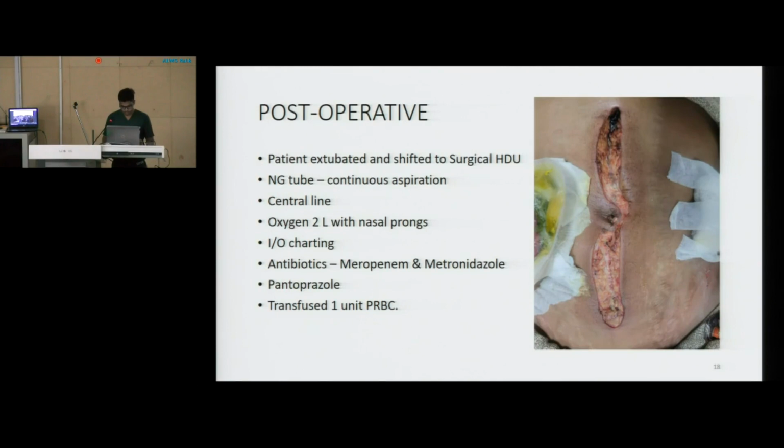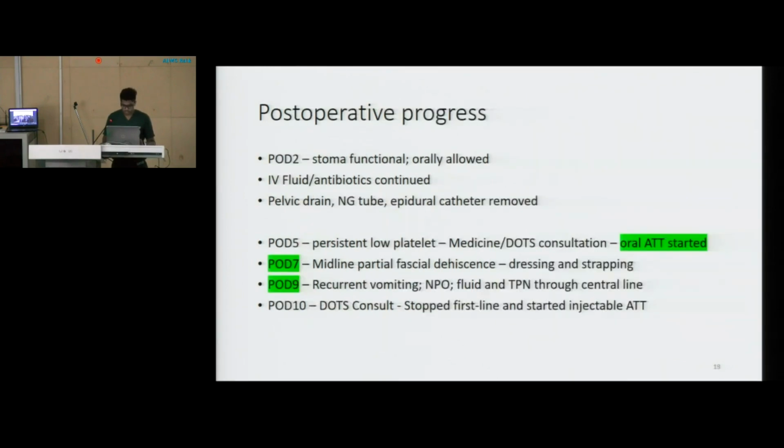She was extubated postoperatively and intensive management was done in the postoperative period. Looking at the intra-abdominal condition during surgery, she was shifted to high-end antibiotics like meropenem and metronidazole. Postoperative progress. The stoma started functioning on the 2nd day of surgery and she was allowed orally, although supplemental IV fluids and antibiotics were continued. All the tubes were removed on POD2.